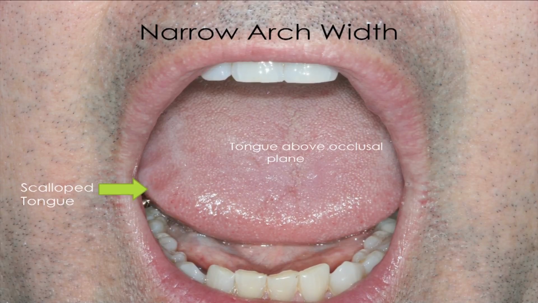Narrow arch width. Here we see, besides a narrow arch width, the tongue is above the occlusal plane, and there's a scalloped tongue. All risk factors.